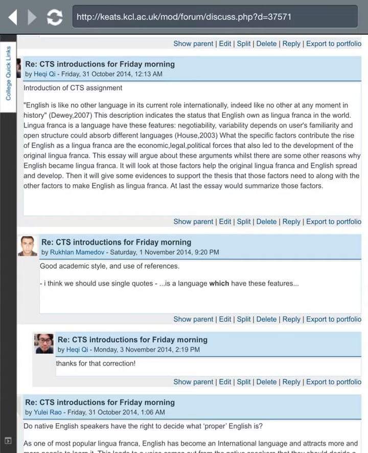"Well, there are some other reasons why English became a lingua franca." Okay, good. It's good that you've identified the other part of the question. "It will look at those factors, help." Okay, you've got a missing relative clause here. I think it would be a very good idea for you to put relative clauses into Google and to look at the explanations of relative clauses, because you seem to not be able to use them. Also ask Jonathan or Katie, whoever's your DSL teacher, to look at relative clauses with you. Evidence is singular, not plural.